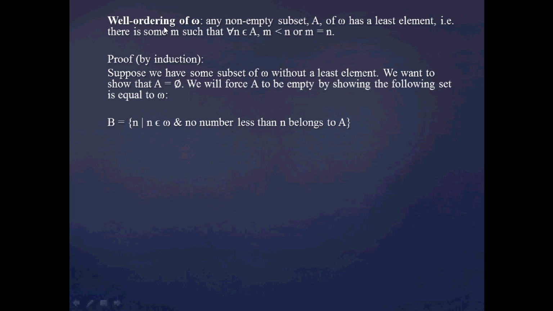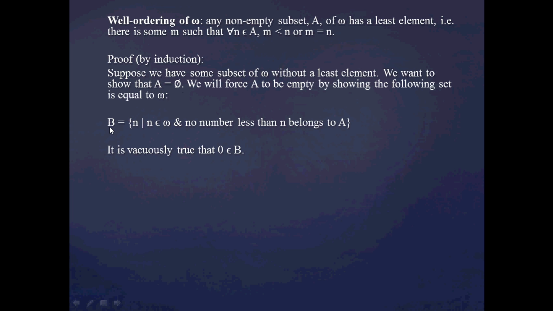This is going to essentially demonstrate the well-ordering principle. Once you've wrapped your head around that claim, that showing that B is equal to omega implies that A is the empty set, meaning that the only subset of omega without a least element, in fact, one that has no elements, is the empty set.